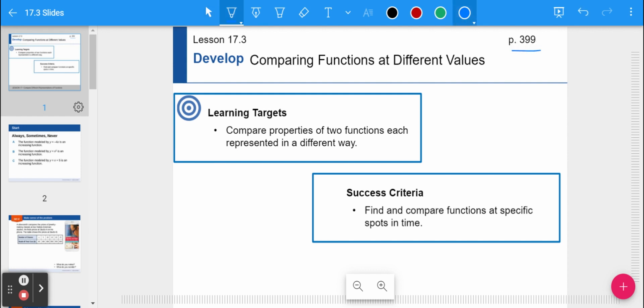Our learning target is the same as it has been, to compare properties of two functions, each represented in a different way. And today specifically, we're going to find and compare functions at different spots in time or different values. All right, so I'll show you what that means in just a moment.